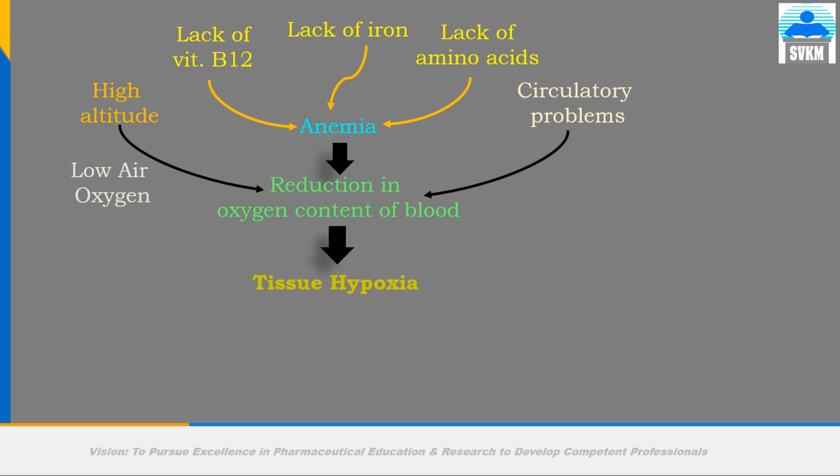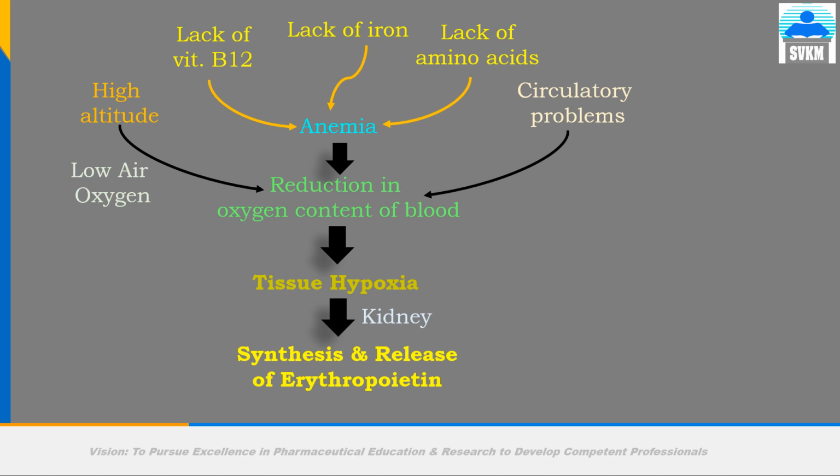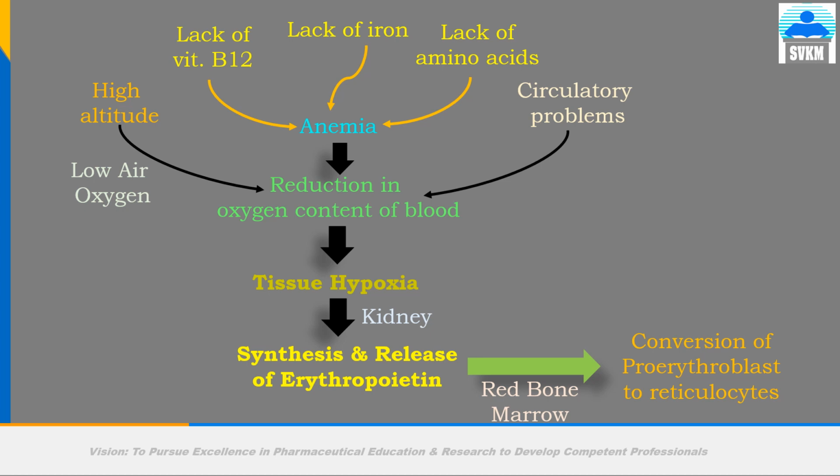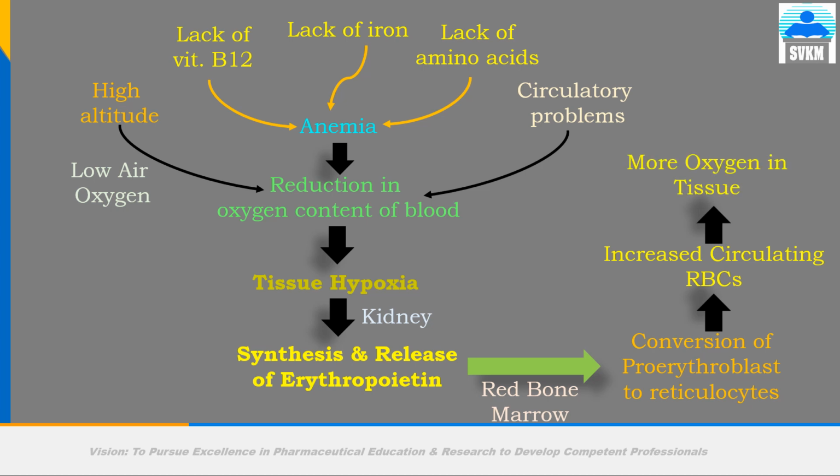Whatever the cause, hypoxia stimulates the kidney to step up the release of erythropoietin, which speeds up the development of proerythroblast into reticulocytes in the red bone marrow. After this there is an increased population of RBC in the circulation and more oxygen will be provided to the tissue. If the oxygen carrying capacity of the blood falls because erythropoiesis is not keeping up with the RBC destruction, a negative feedback system steps up the RBC production.